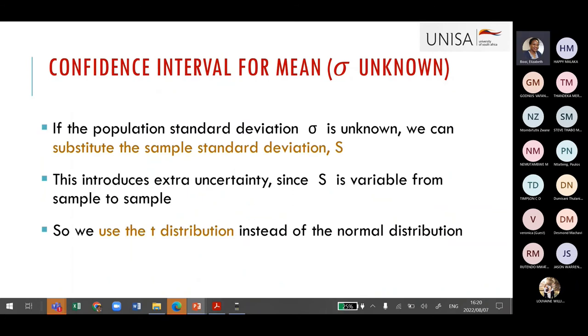So if the population standard deviation is unknown, then we can assume that we are given the sample standard deviation, and on the formula where we see the population standard deviation, we're going to use S. So where do we use that? Remember, we have our Z alpha over 2 times the standard deviation over the square root of n. Now, because our population standard deviation is not given, we're going to use S, but we're also going to change this and use T alpha over 2. Because this introduces extra uncertainty, since S is a variable from the sample, it can vary from sample to sample. In that case, we will use a T distribution instead of a normal distribution, hence we're going to use a t-table.